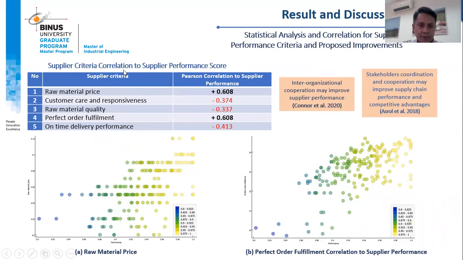Okay, this is the supplier criteria correlation to supplier performance score. Only 2 have a plus score and 3 have a minus score. The plus scores are raw material price and perfect order fulfillment. So we could say that only 2, raw material price and perfect order fulfillment, correlate to supplier performance, and so we propose improvements.